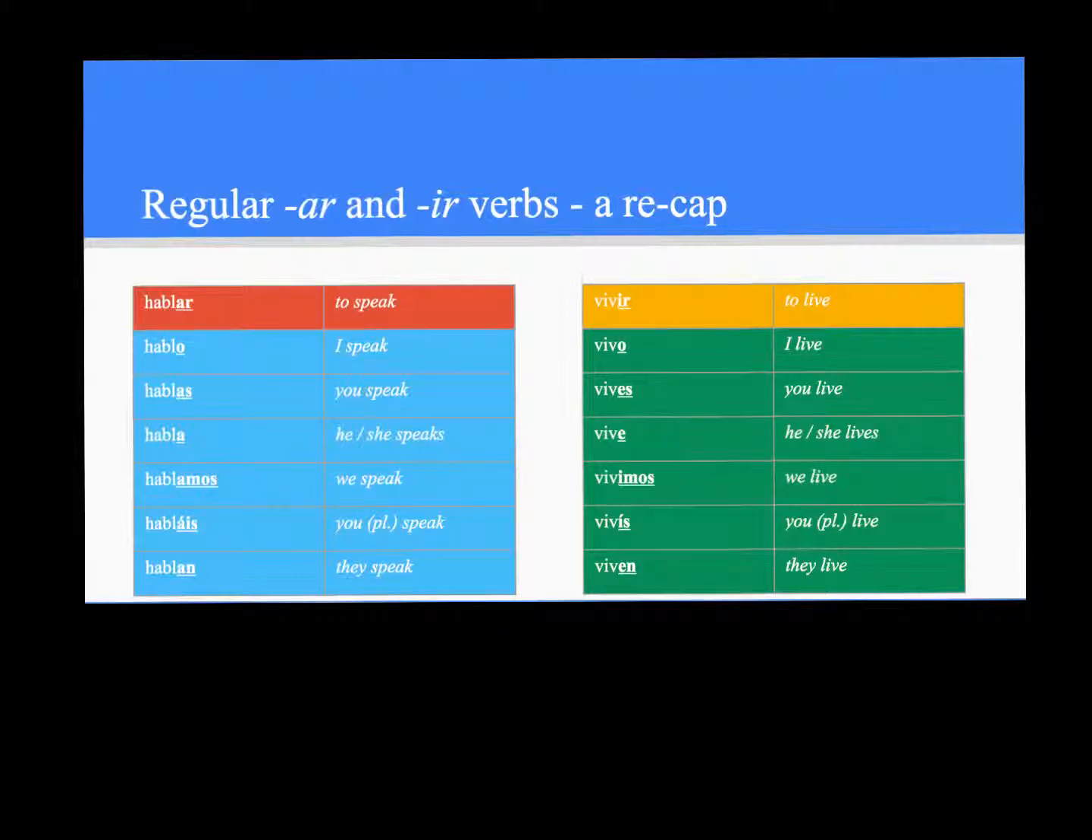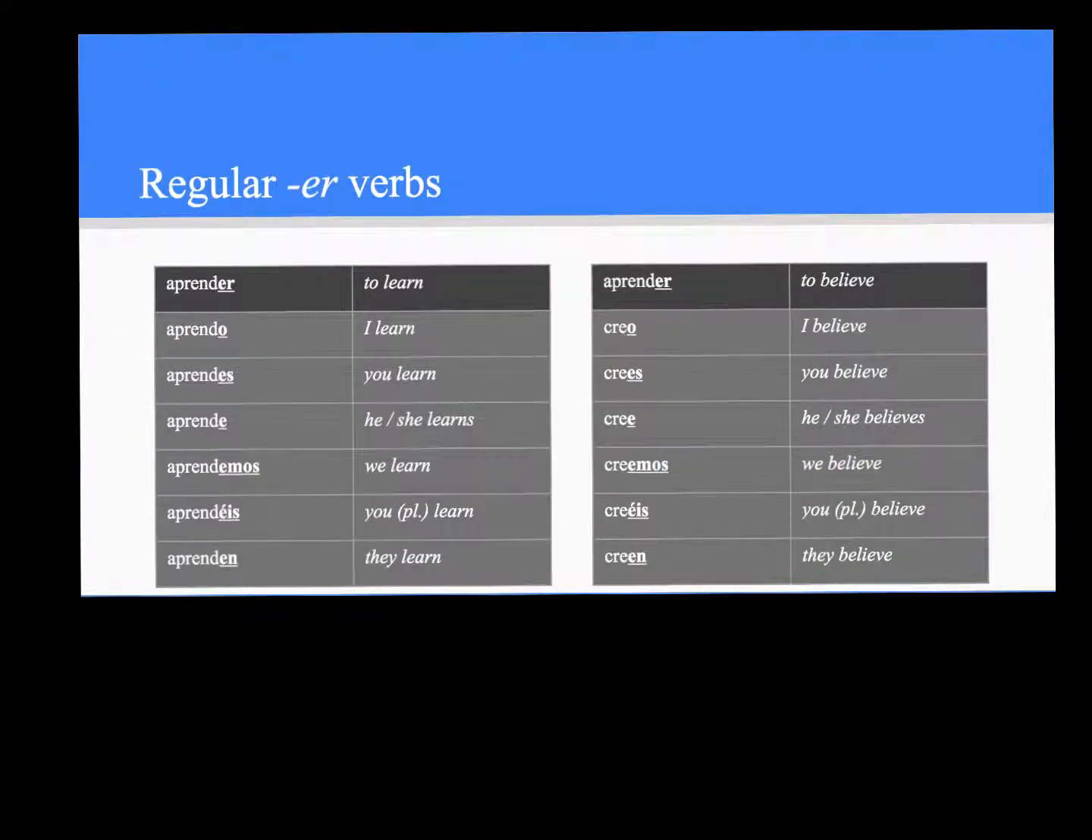The second conjugation of verbs that we met were regular IR verbs, such as vivir, to live. And you will, I'm sure, remember that the conjugation of that is as follows: vivo, vives, vive. The vowel changes now: vivimos, vivís, viven. It changes back again to an E. So here then are two examples of the third conjugation that we have met, the regular ER verbs in Spanish. That's new in this video.